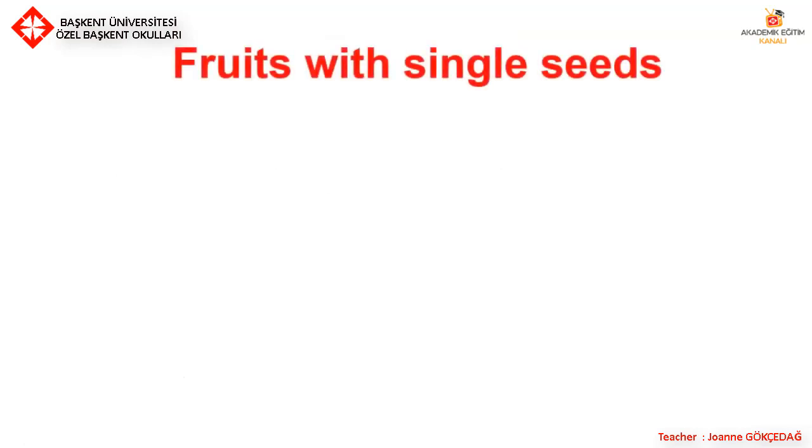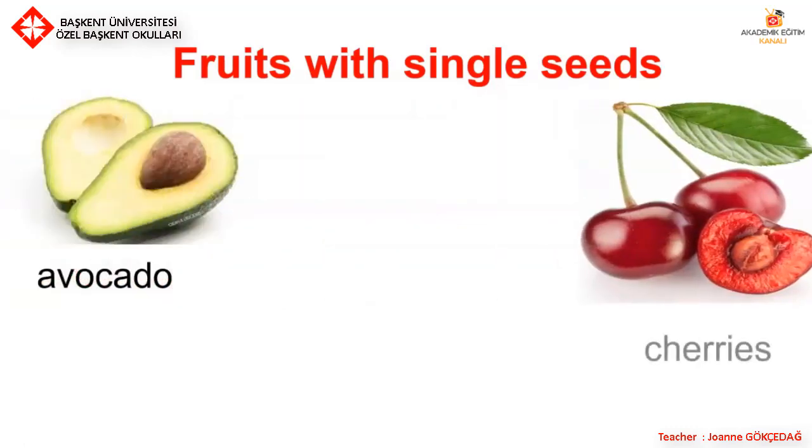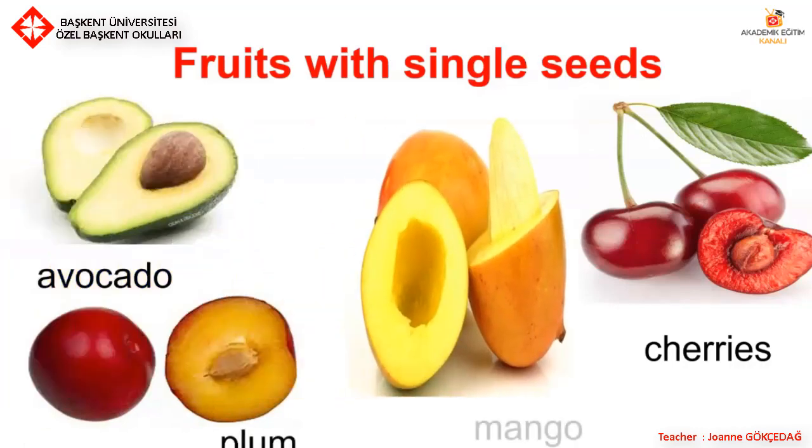So let's have a look first at the two different types of fruits. First, we have fruits with a single seed, one seed. I'm going to show you some examples. We've got the avocado, the cherries, the plum, and the mango. Now, what can you notice about the seeds in all four of these fruits? That's right, the seeds are a lot bigger than in other fruits.